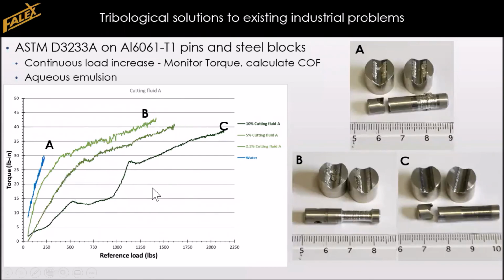As you can see in this graph, the purely water lubricated system breaks down fairly soon with quite light loads and has a high torque. The emulsions with 2.5 and 5% cutting fluid will survive to a higher load, and the emulsion with 10% cutting fluid to an even higher load. And also progressively, the frictional torque is lower with an increasing amount of cutting fluid.